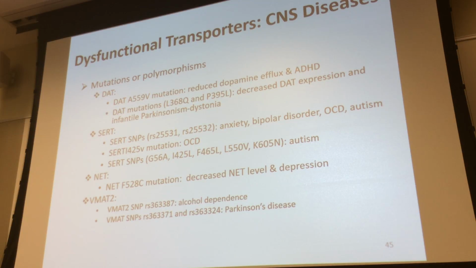Okay, so what do we know? What's the association between dysfunctional dopamine transporter and the diseases? Here, I just want to give you a few examples. There are dopamine transporter mutations or polymorphisms that are associated with monoamine transporter, and the mutation of a certain residue can lead to, or is associated with, the behavior phenotype of a lot of diseases.